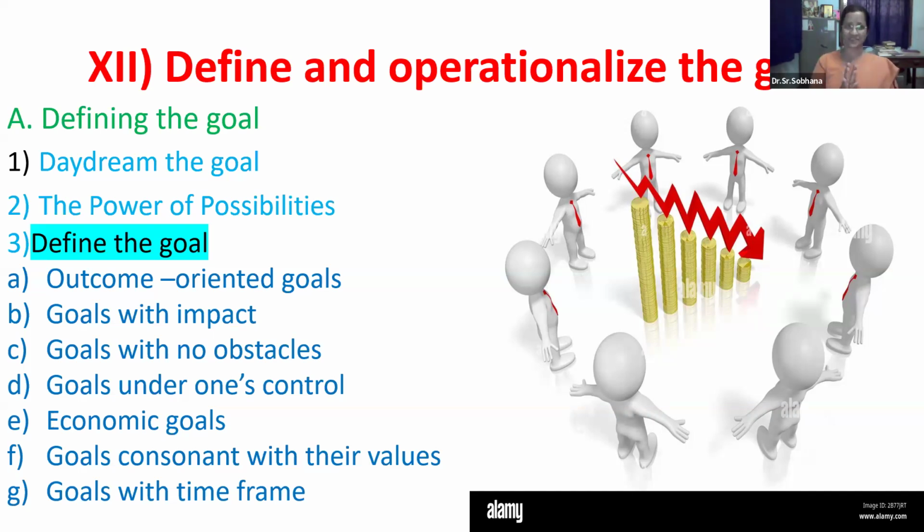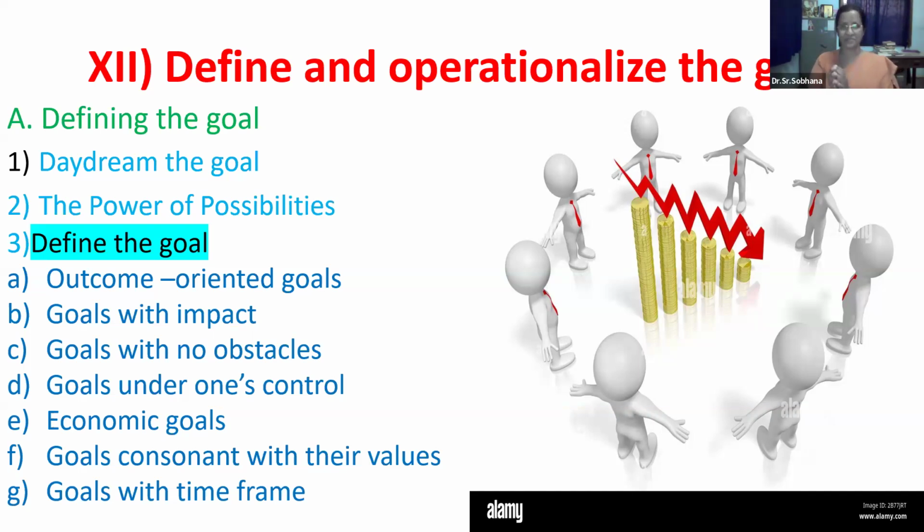Goals with no obstacles. When we set a goal, preferably pre-plan or pre-think whether there are any obstacles we are going to face. In that case, let us not get into that goal, or change it. Then goals under one's control. The goal you are taking may be a bigger goal, and then you have sub goals. It has to be under your control. So help the client understand that this goal is achievable. Again, we will be seeing that.